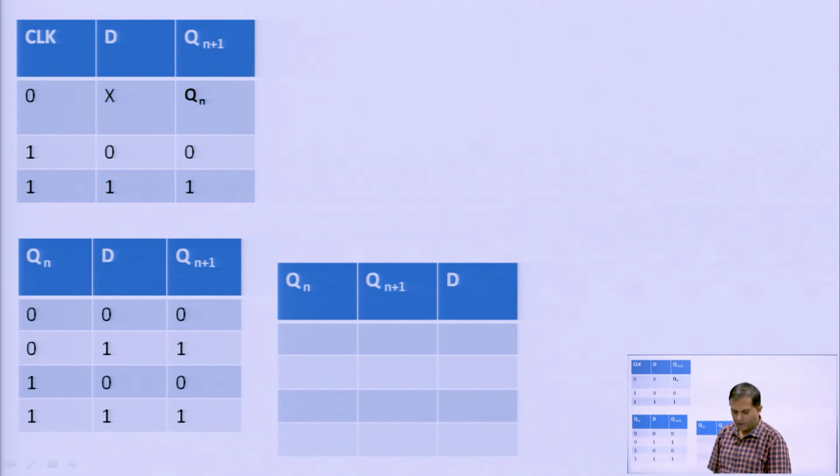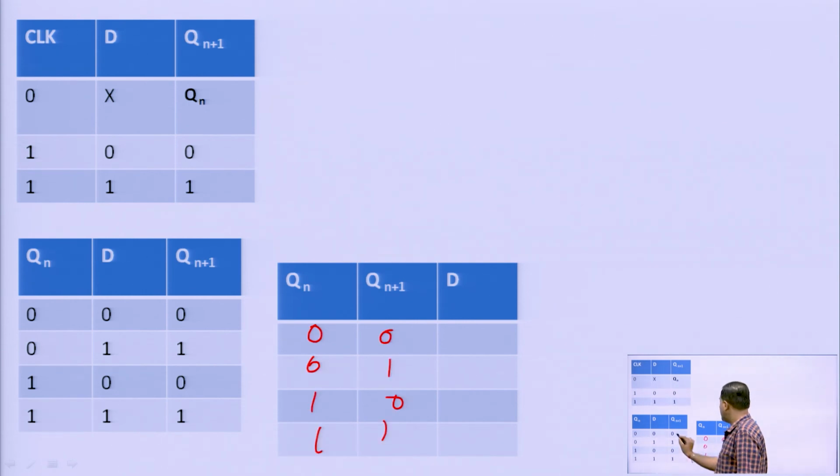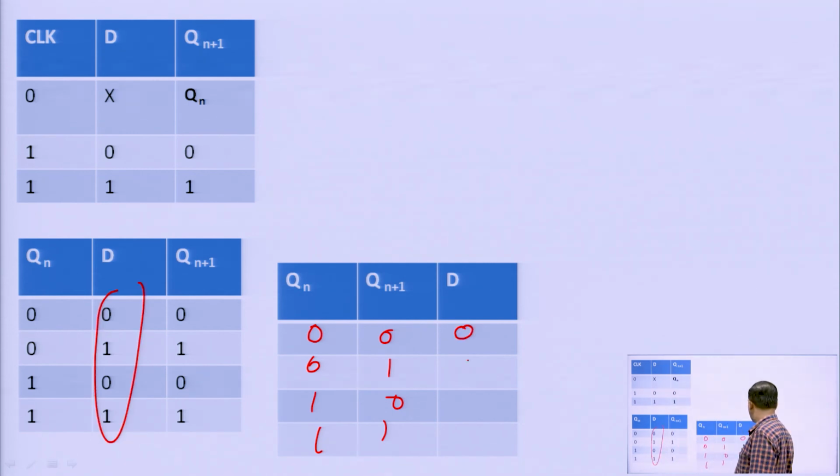Here again we are doing it like this, as we have already done. So, this will be 0 0, 0 1, 1 0, 1 1. We can check that the same thing will happen, 0 1 0 1. So, we can say that Qn plus 1 will be D.